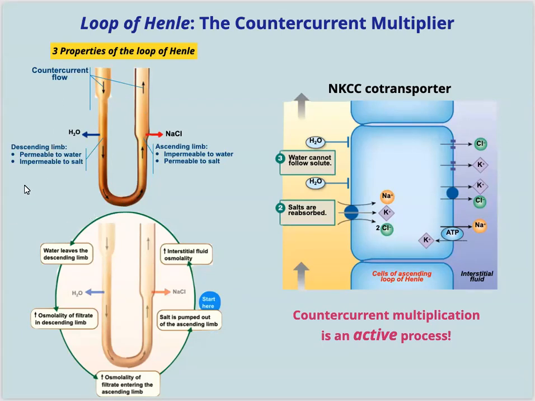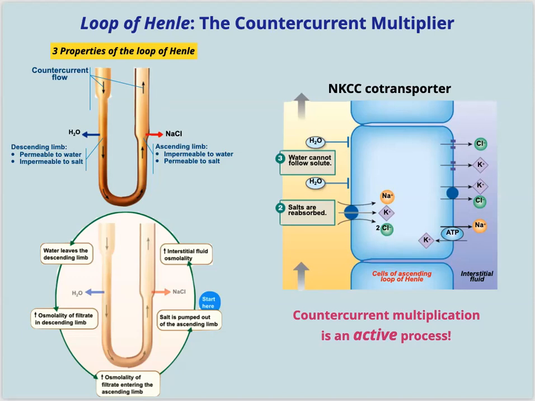And then secondly, the descending limb of the loop of Henle is permeable to water, but not to salt or solute. Okay, so there is passive water reabsorption that happens here as the filtrate is flowing through the descending limb. The third property is that the ascending limb is permeable to salt and solute, but not to water. So in this segment of the loop of Henle, there is active reabsorption of sodium and chloride.